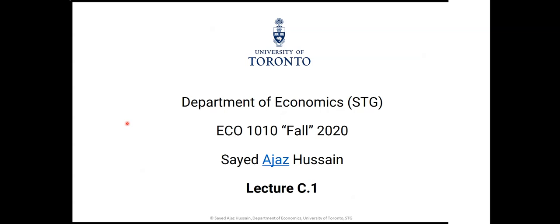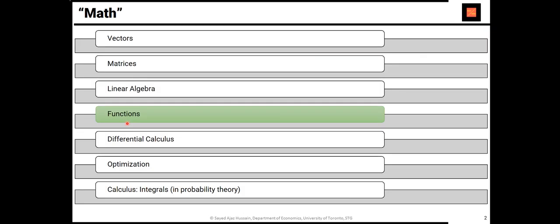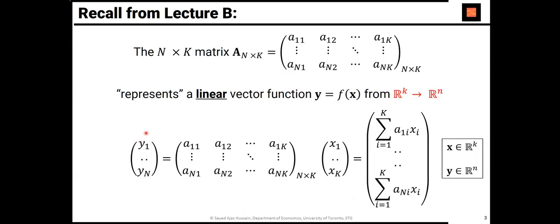We move on to functions and ultimately, of course, calculus. So we have already seen functions in this course. If you remember, we saw linear vector functions in lecture B. If you remember, any n by k matrix was a unique representation of a linear vector function from Rk to Rn.